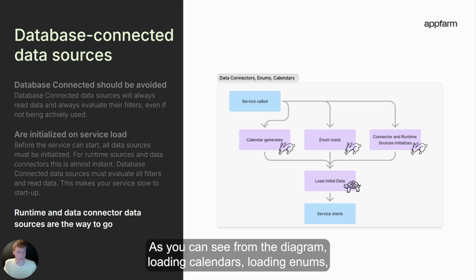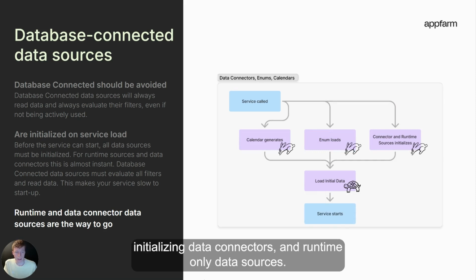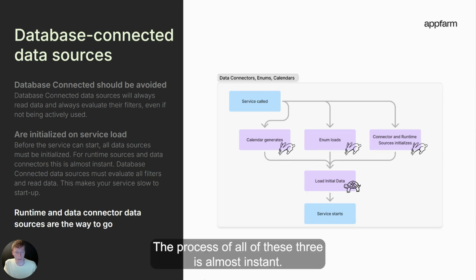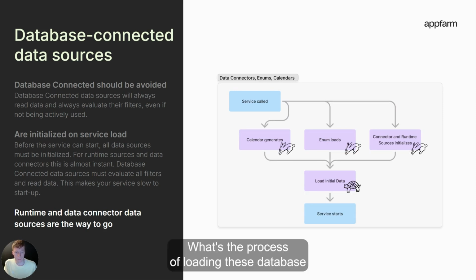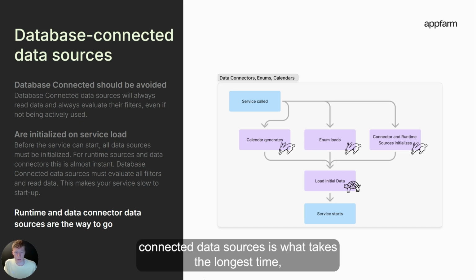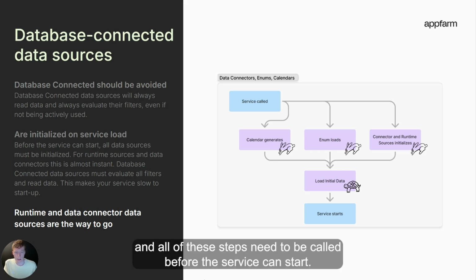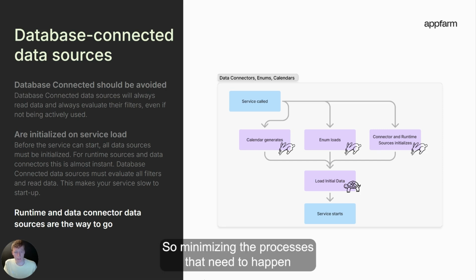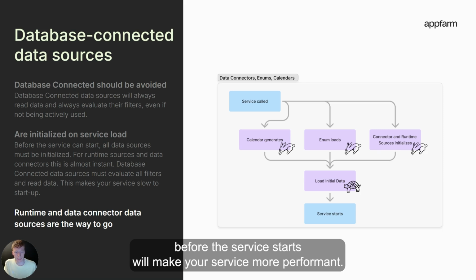As you can see from the diagram, loading calendars, loading enums, initializing data connectors, and runtime-only data sources, the process of all of these 3 is almost instant, whereas the process of loading these database-connected data sources is what takes the longest time. And all of these steps need to be called before the service can start. So minimizing the processes that need to happen before the service starts will make your service more performant.